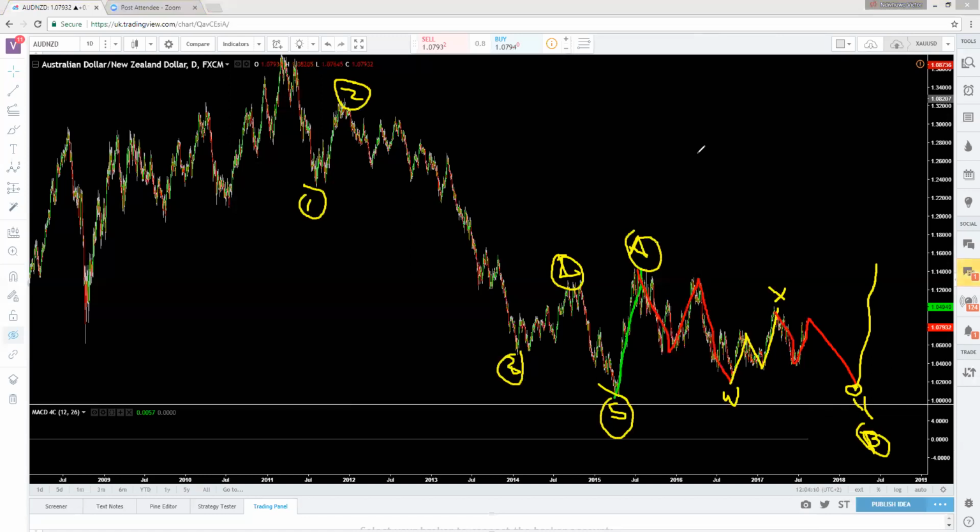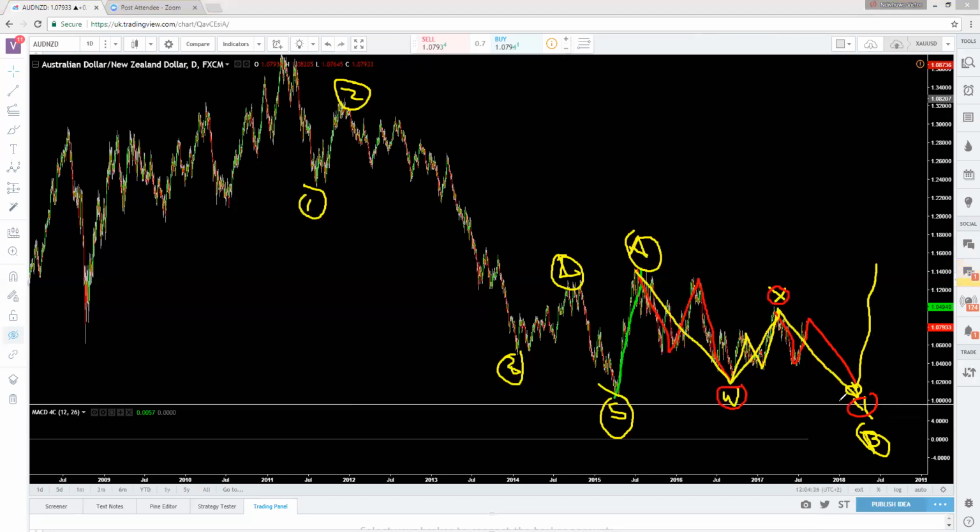Okay. And then under the B, we've got 3 waves, which is 1, 2, 3. So this is why I'm labeling this W and X in a different degree, because it's lower than this one. So this is what we're looking at here.